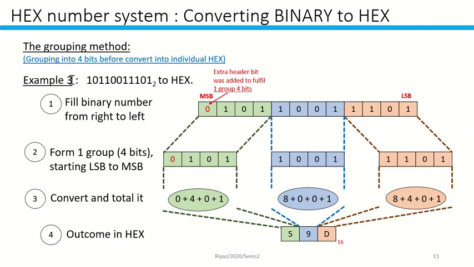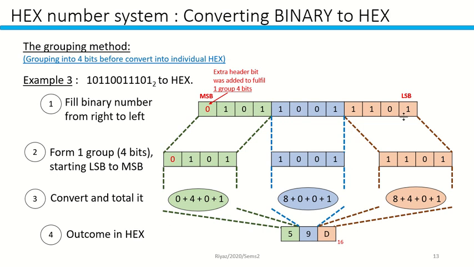By using binary to hexa, the grouping method, how you're going to do this is by grouping into 4 bits in one group, before you convert to individual hexa. For example, let's say you have 101100111101. You want to convert to hexa. So first you fill out the binary numbers from right to left. So you start from here 1 0, so you're going to have 1 0 1 1 1 0 0 1 1 0 1.